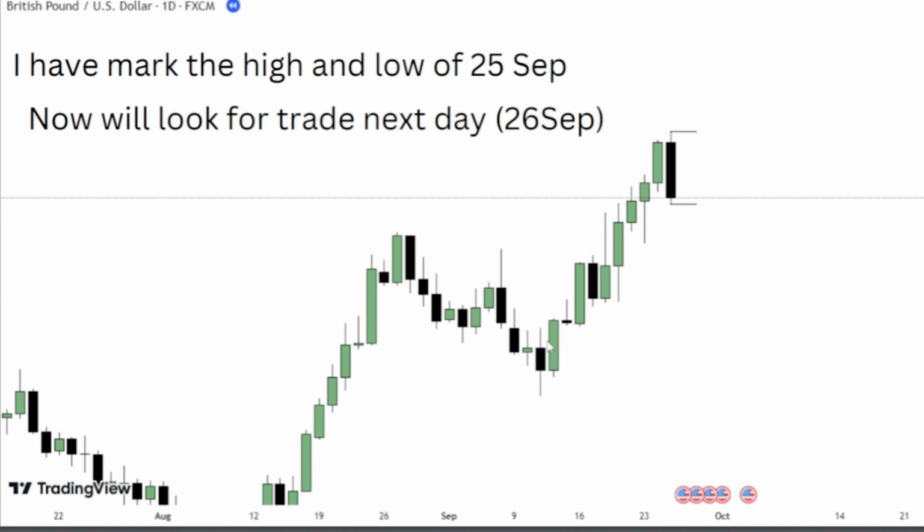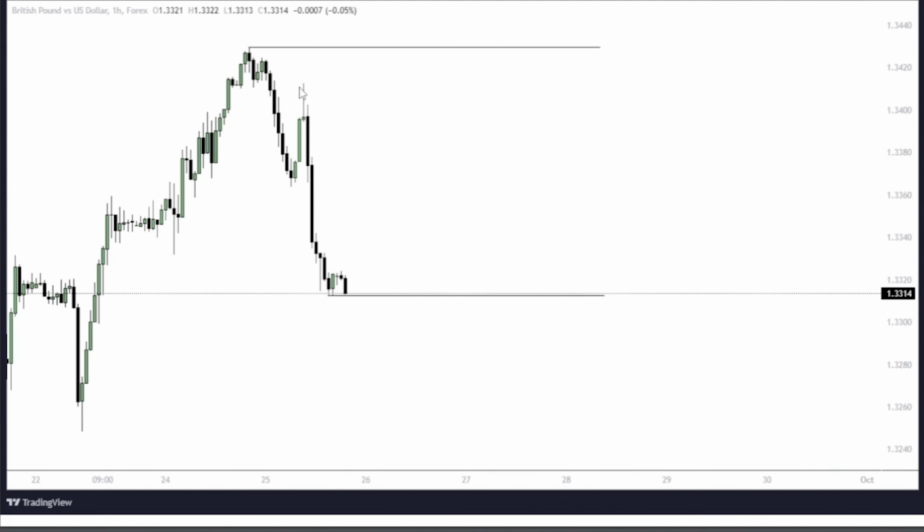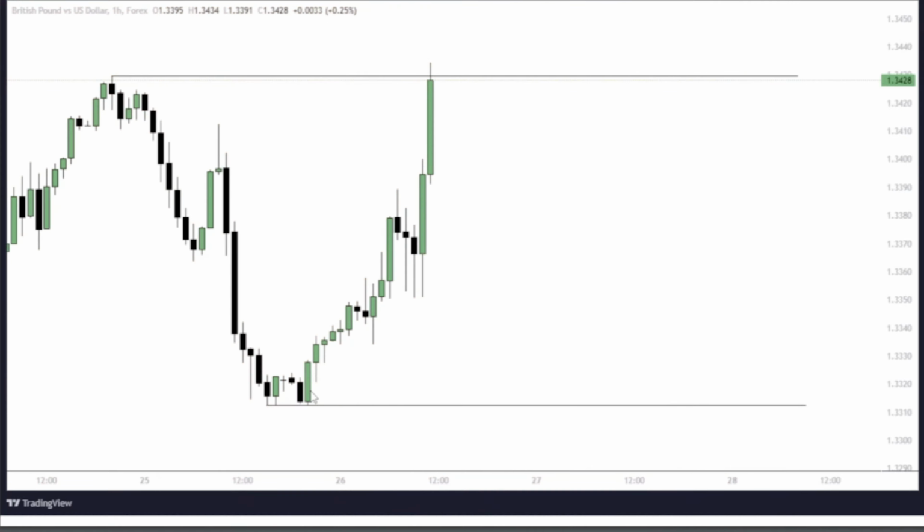I have marked the previous day high and the previous day low. Now I have opened the 1 hour chart. This is the previous day high and this is the previous day low. I'm looking for the market to take out this low or this high. Then we look for a trade. The market did not take this low while the market took this high.